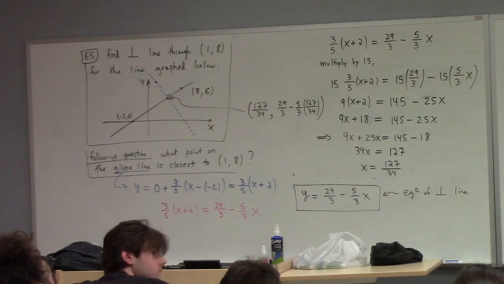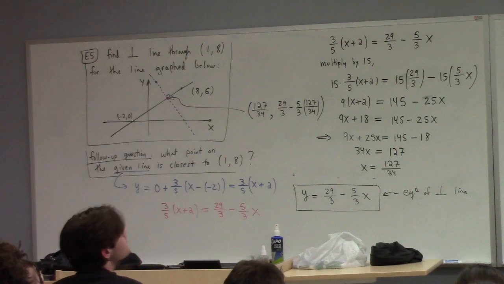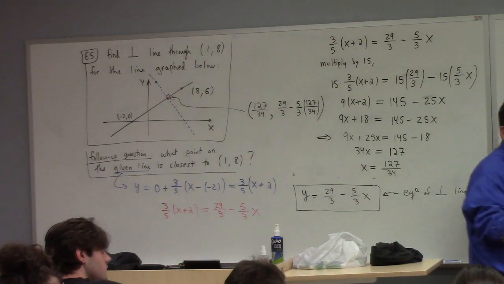Question. Wouldn't that be a -4? It would, but I moved it to the other side. So I had to move this over to there. So when I do that, that minus becomes a plus.